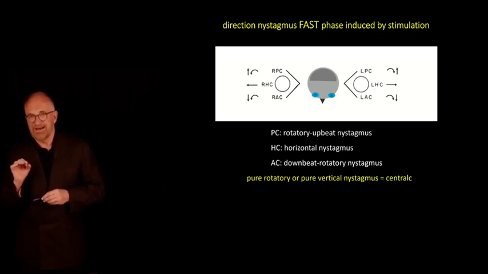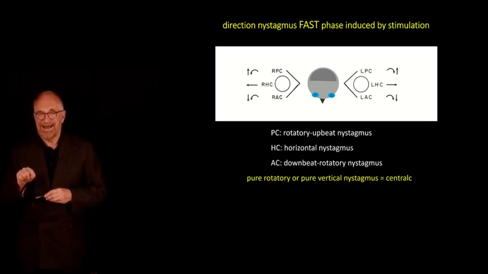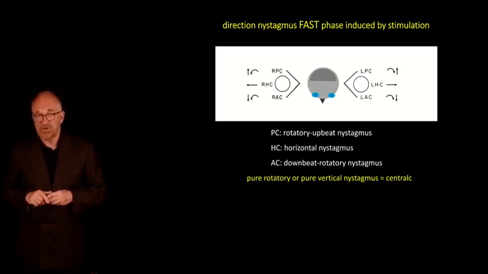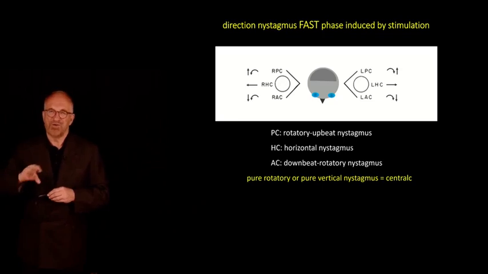When you stimulate the left posterior canal, you get an upbeat nystagmus and a left rotatory, so left rotatory upper pole beating towards the left ear. And that's the typical nystagmus when you stimulate the left posterior canal. Same holds for the right anterior canal and left anterior canal. You get this typical rotation vertical pattern.